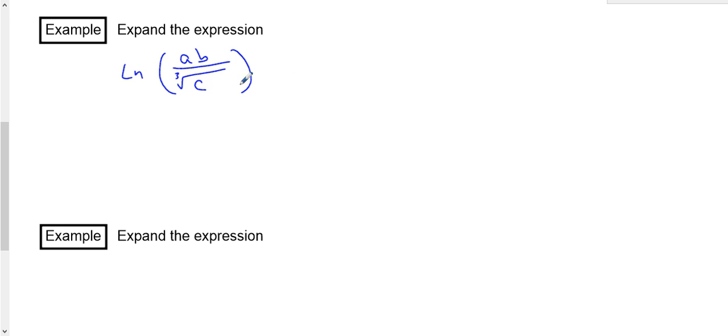So again, I'm going to split this up into separate expressions. So I have multiplication and I have division. So I have ln, natural log of a, and I'm multiplying that times b, so plus natural log of b, and now I'm dividing by the cube root of c, so I'm going to have minus the natural log of the cube root of c.